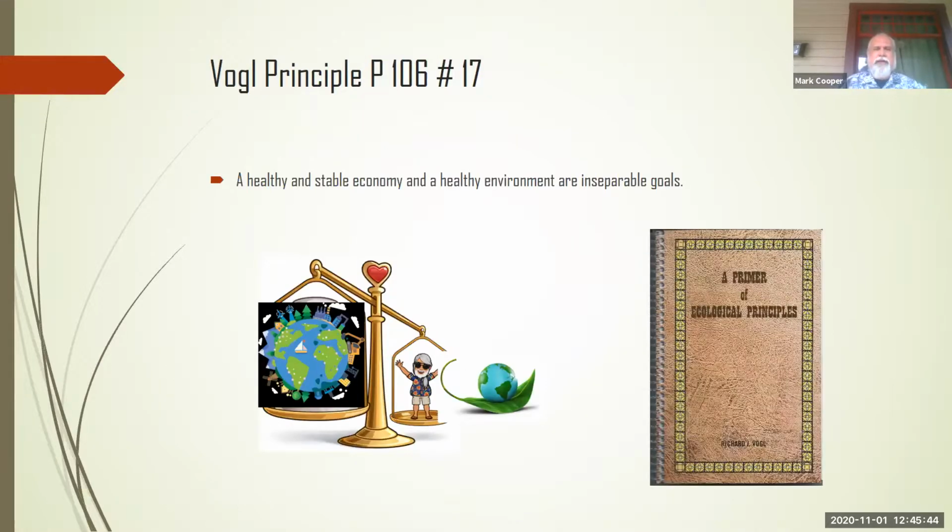And so the last is a healthy and stable economy and a healthy environment are inseparable goals. We have got to stop thinking about just making money. We have got to become more environmental, and we've got to try to incorporate this stuff into the way we live. And until we do, we are going to continue to see degradation and a lower quality of life for you and for your children.